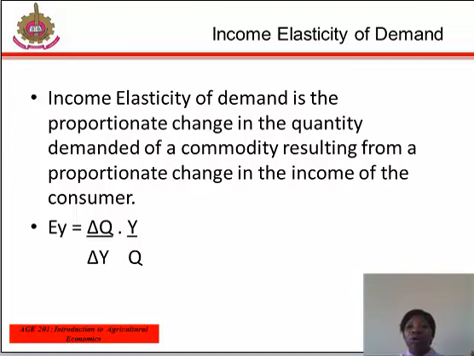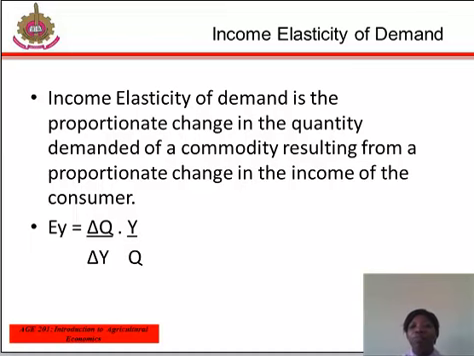Mathematically, income elasticity is the change in quantity demanded over the change in income, multiplied by the initial income divided by Q. That is, Ey = (ΔQ/Δy) × (y/Q), where Q is the quantity demanded, y is the initial income, ΔQ is the change in quantity demanded, and Δy is the change in income.